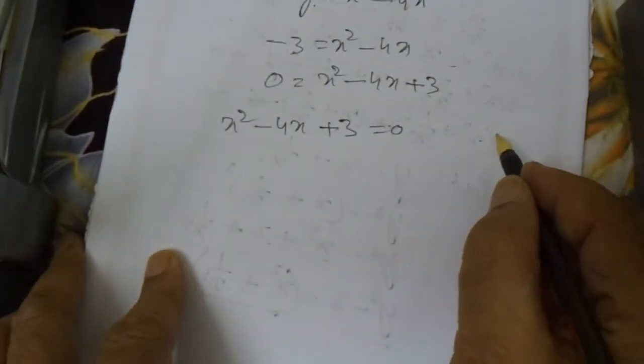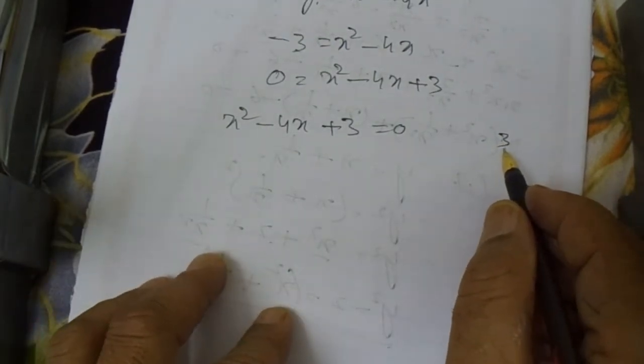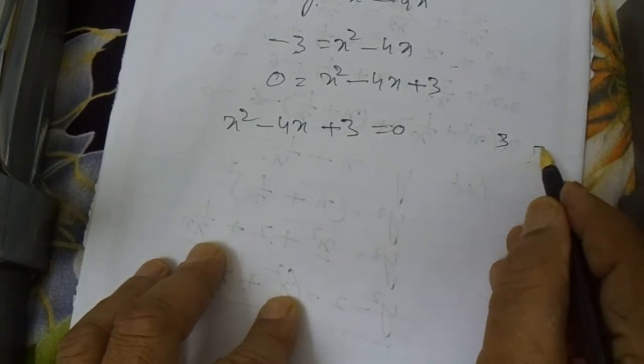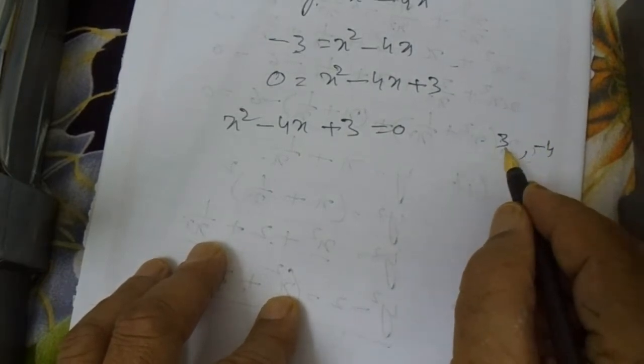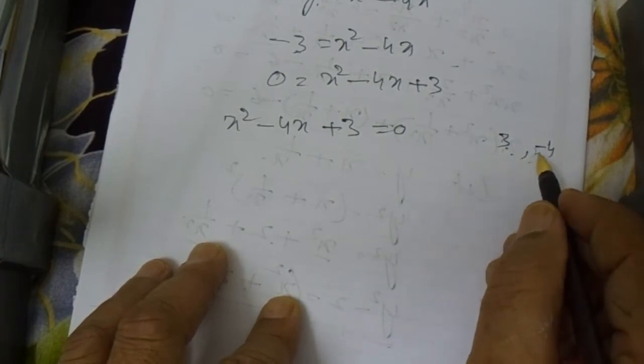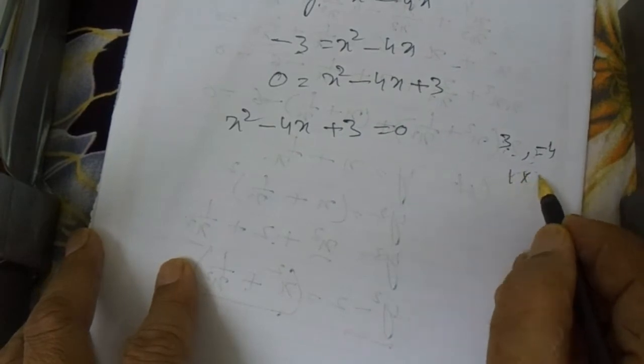Now we make the factors of 3. If we multiply, we get 3, and on adding we get minus 4. If we multiply the two factors we get 3, and add or subtract, we get minus 4. Now our factors are 1 and 3.